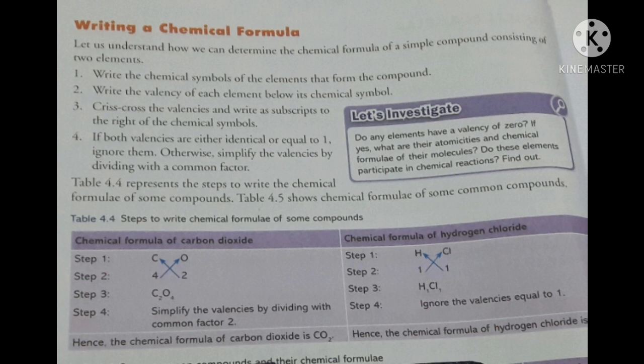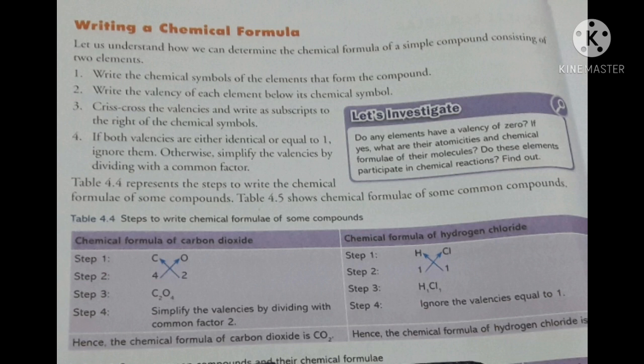Now the topic is writing a chemical formula. How can we write a chemical formula? Let us understand how we can determine the chemical formula of a simple compound consisting of two elements. The first step is to write the chemical symbol of the elements that form the compound. Whatever elements are present in the compound, we write the symbols of these elements. There are generally two elements.